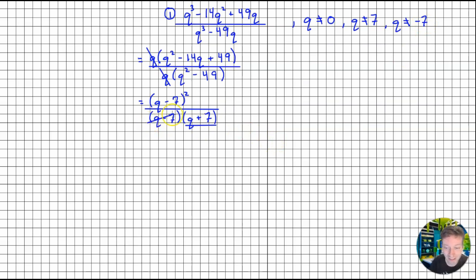Now, we can simplify this further because these brackets are the same. So let's get rid of this bracket along with one of those. And we are left with q minus 7 divided by q plus 7 with these restrictions. How was that one? Not bad? If you have any questions, let me know. Otherwise, let's move on to the next example.